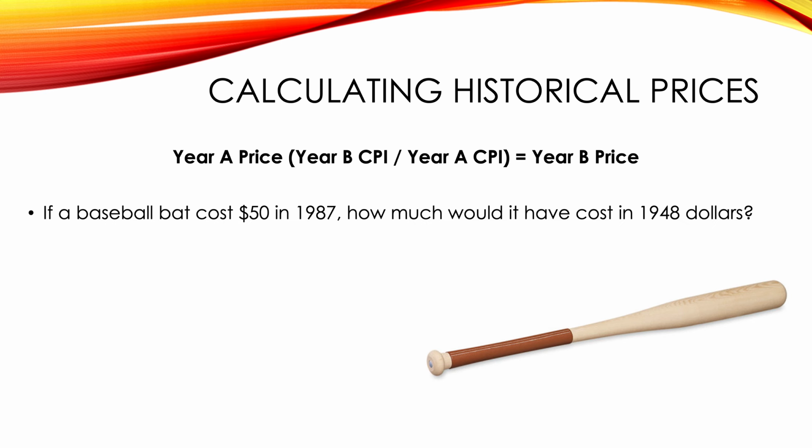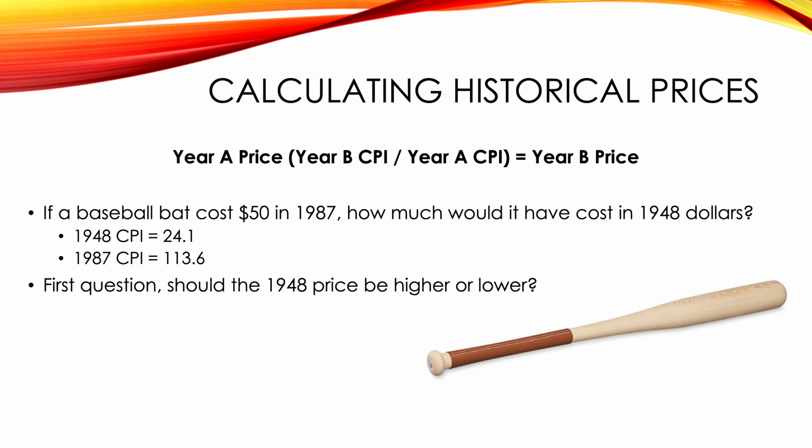So let's say a baseball bat cost $50 in 1987. I made up these numbers. How much would it have cost in 1948 dollars? That same bat, if we were to look at it in 1948, how much would it cost? And we're going to say the 1948 CPI, once again, is 24.1, and the 1987 CPI is 113.6. Same numbers as before. So my first question, and this should be your first question when you're doing these types of problems too, is, should the 1948 price be higher or lower? Think about that for a sec. Which price should be higher, 1948 or 1987?